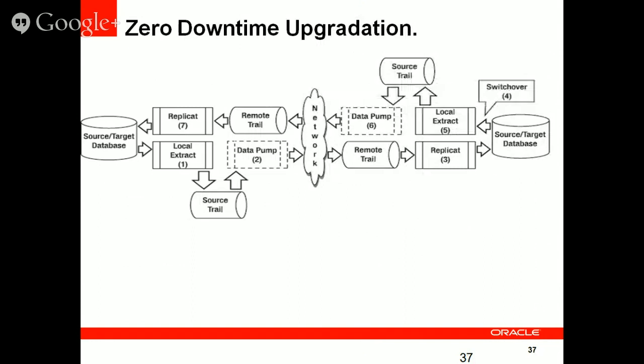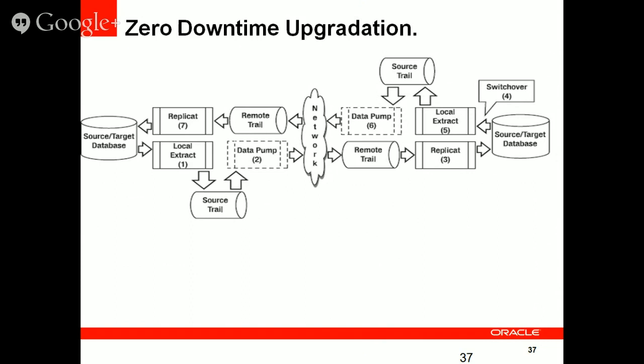Then GoldenGate facilitates zero downtime upgradation. You can see this bidirectional topology. See the first one, the local extract, it is going to capture data to the source trail. Then the data pump process will transfer these changes to the remote side through the network. Then they will be captured in the remote trail, and the replicate process will apply these changes to the target database.